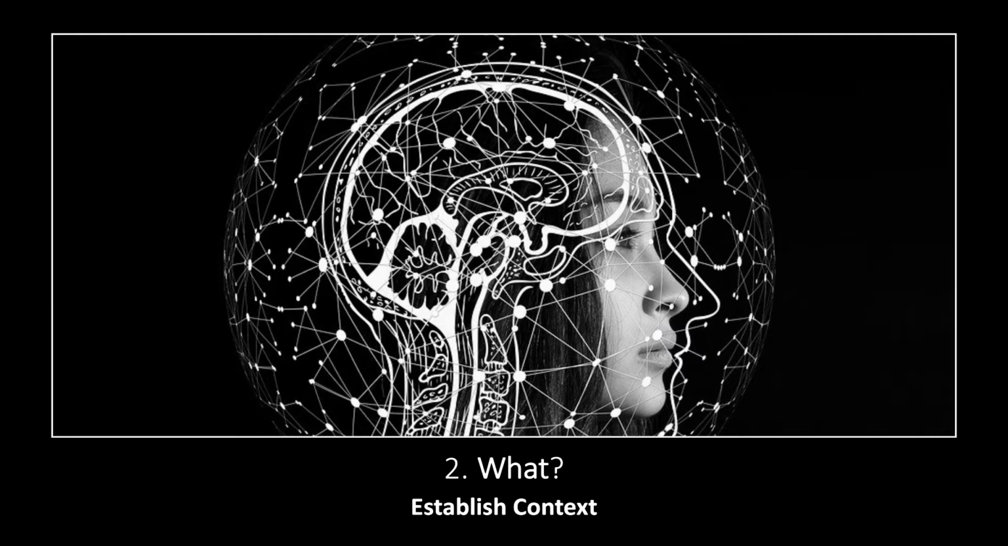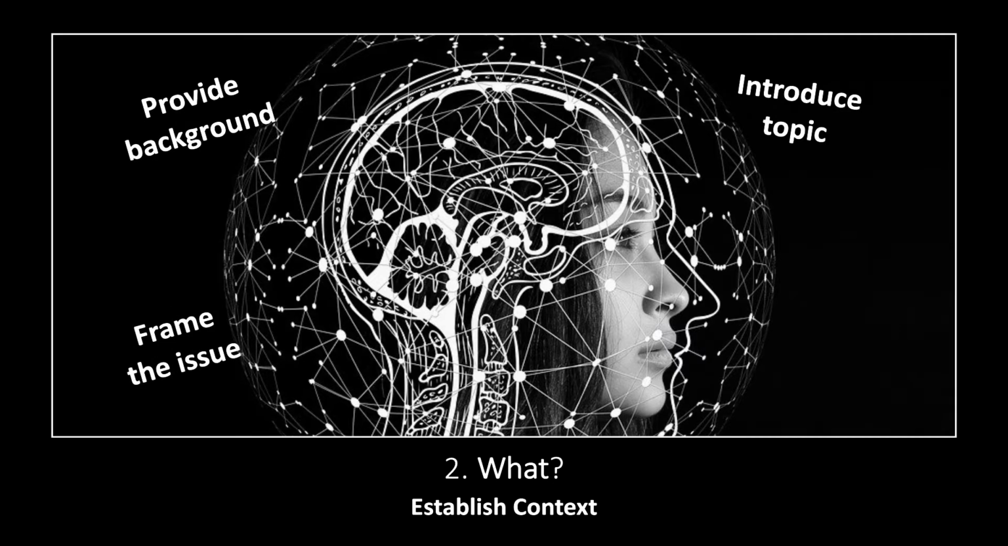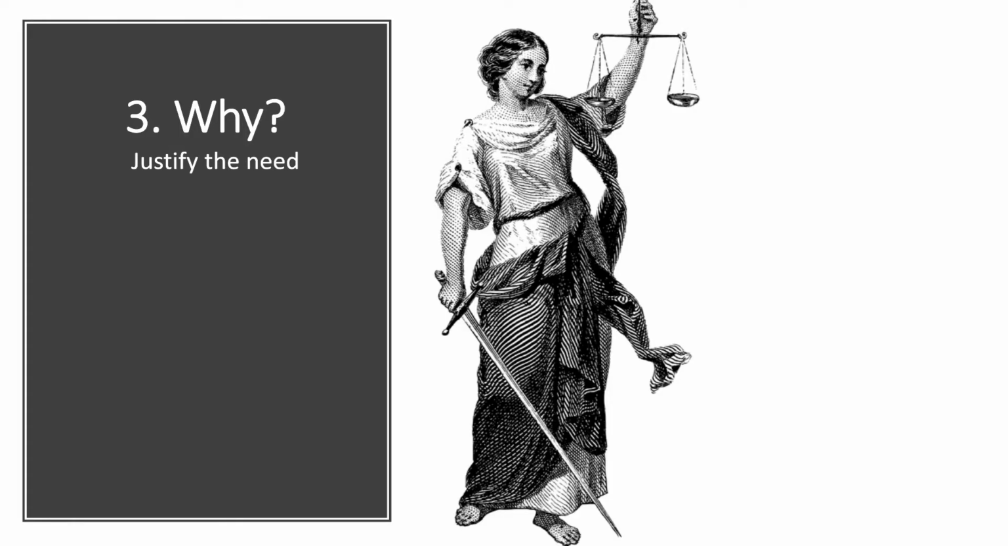As part of this, we also need to figure out not just the background information that's necessary to provide, but how is it that we're going to introduce our specific topic based off of that general information? How are we going to frame the issue that we're actually researching in order to establish context for the reader to understand why our research is important?